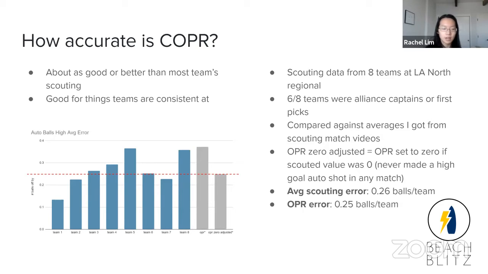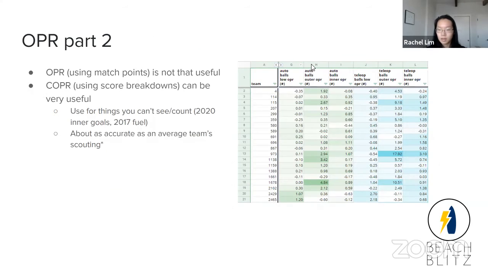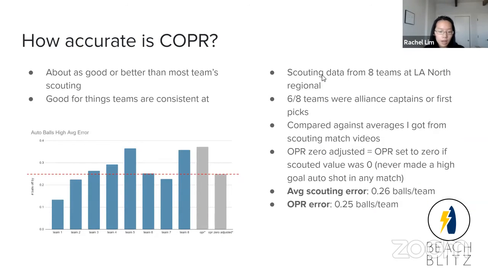These are the results that I got from auto balls high, so inner and outer combined. The OPR was done by summing the auto balls outer and auto balls inner from these columns, and comparing that against what teams scouted, which was just all high goals. I then rescouted all these matches to get the truth values to check how much error there was in team scouting.